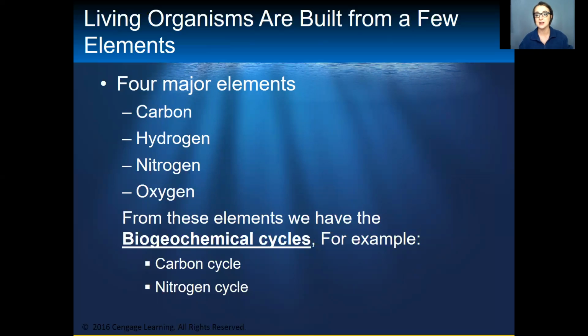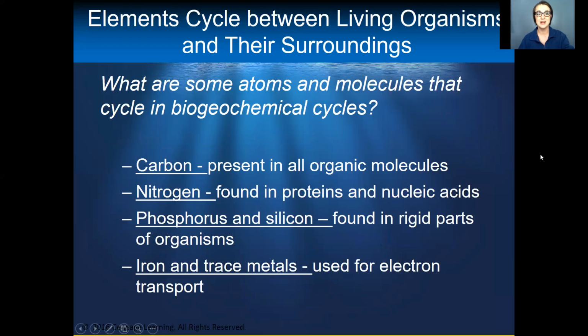This is going to be your carbon cycle, your nitrogen cycle. These are going to usually contain the four main elements that build life itself: carbon, hydrogen, nitrogen, and oxygen. I'm just going to go through really quickly. Again, this chapter is pretty much a review of some of these important biogeochemical cycles and how important they are to our oceans. The carbon cycle, of course, is going to be our largest cycle on Earth. It's going to be present in all organic molecules.